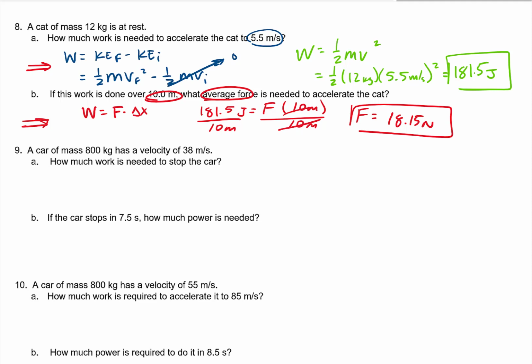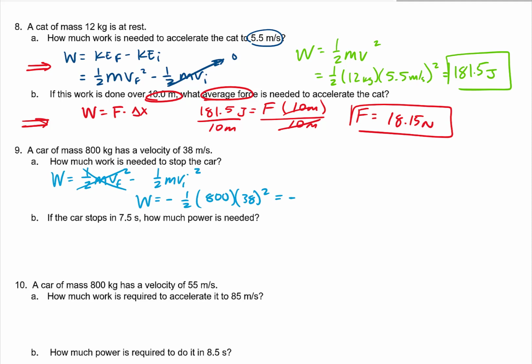So we want to know the work needed to stop the car. Well, work is equal to the change in kinetic energy, or 1/2 mv final squared minus 1/2 mv initial squared. Both of those velocities have to be squared, don't forget that. For stopping, my final kinetic energy is 0. So my work is equal to negative 1/2 mass, 800 kilograms, times the initial velocity, 38, whole thing squared.